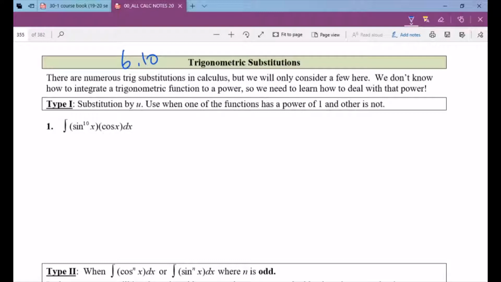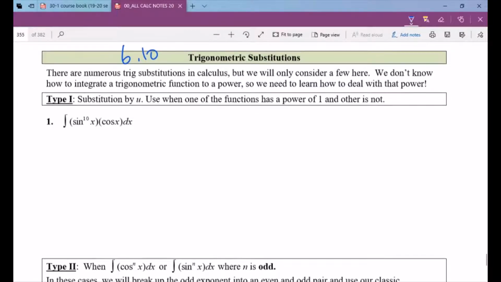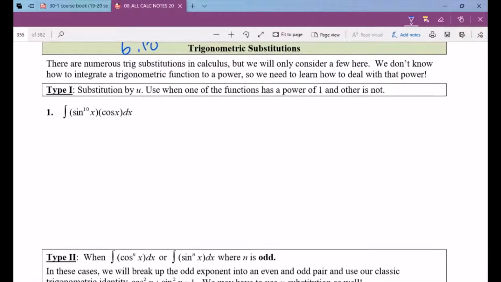It looks at a number of different parts, uses some trig identities from Math 30-1 that we had learned back then, and uses some of the strategies that we were looking at with doing U substitutions. And so we're going to get into this. We're going to break it into a few different scenarios of what this looks like. This first one is called type 1. And so let's get at it. Substitution by U for type 1.